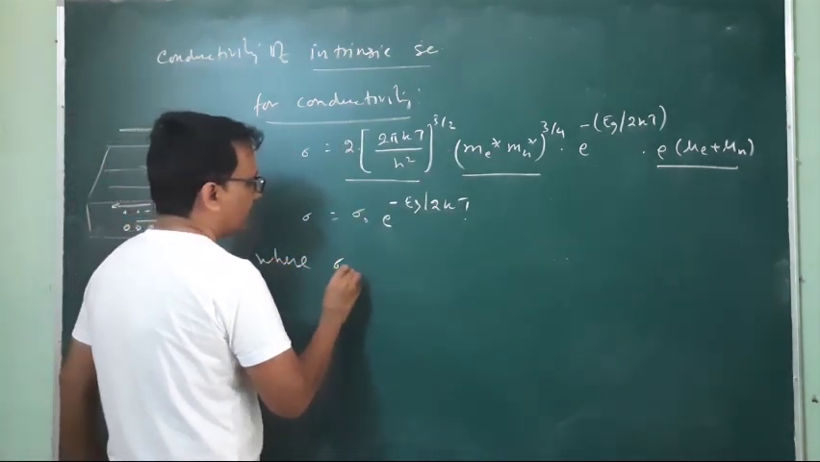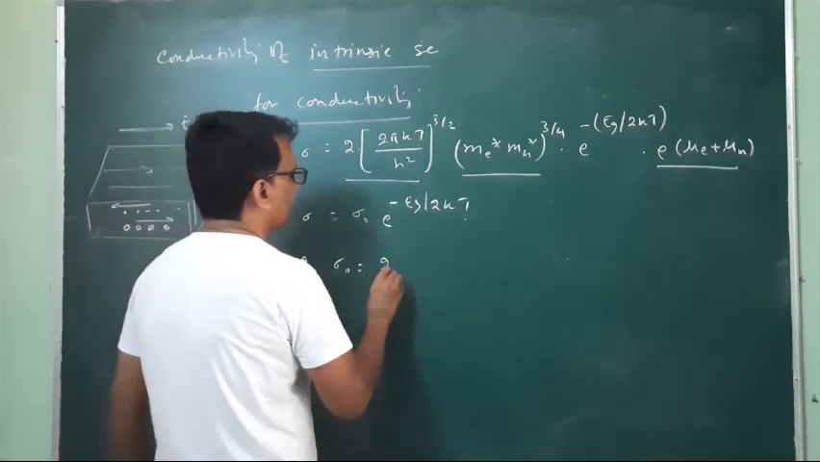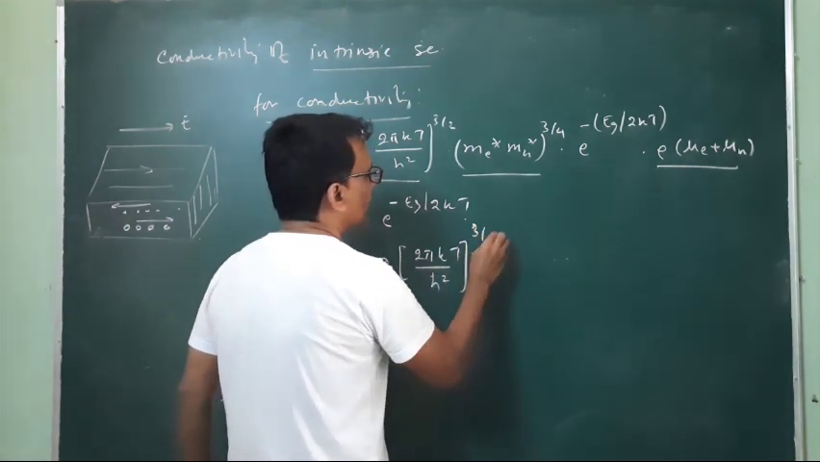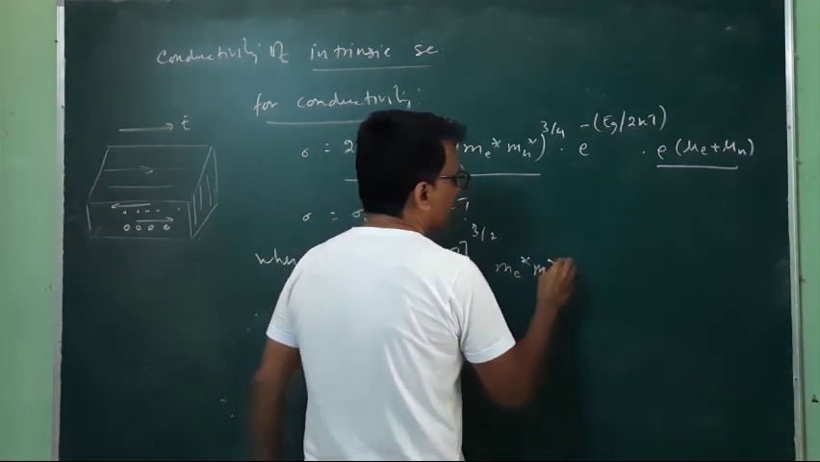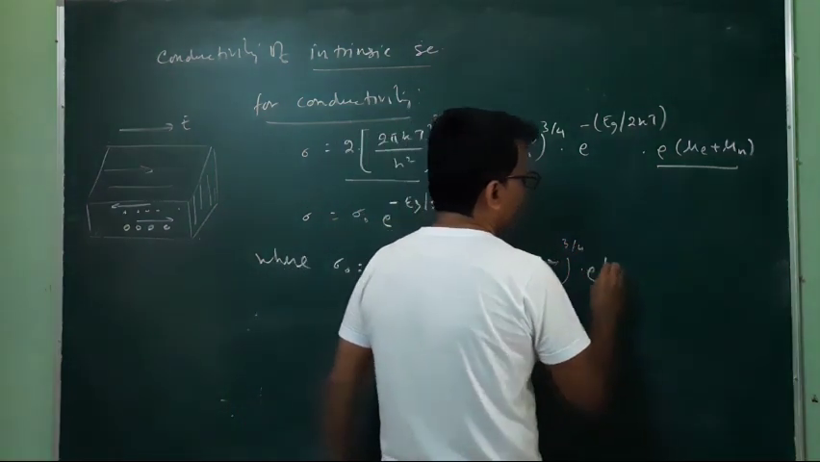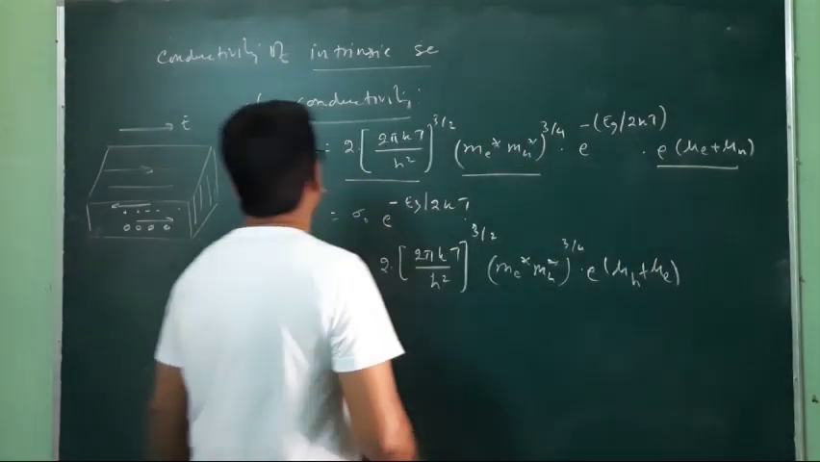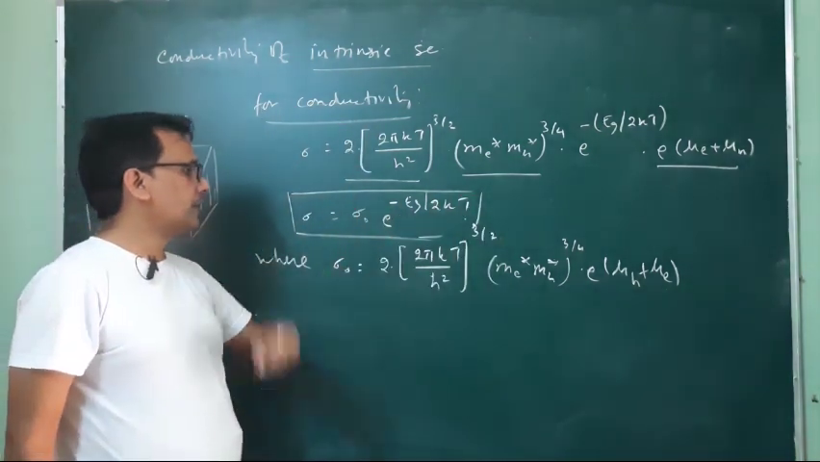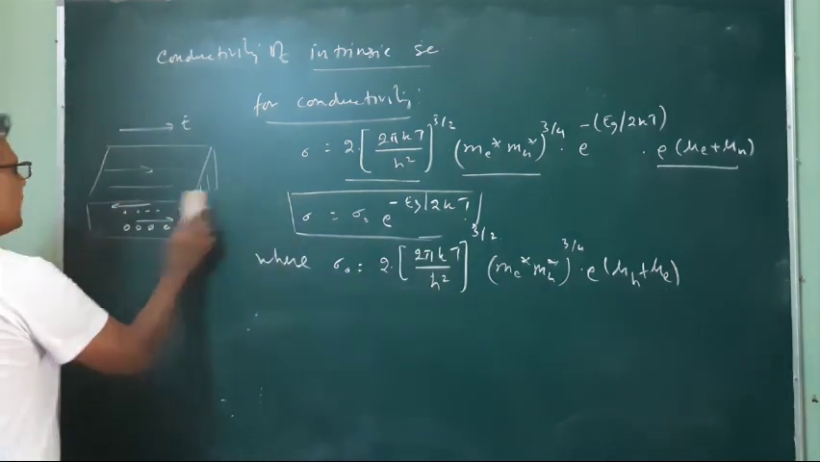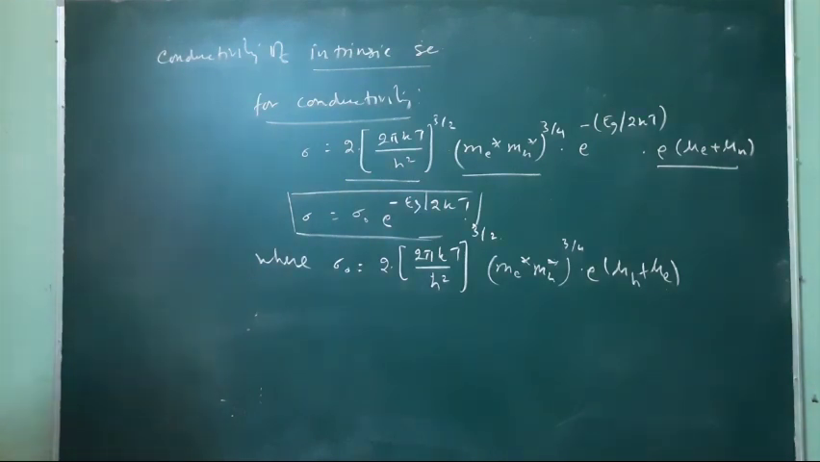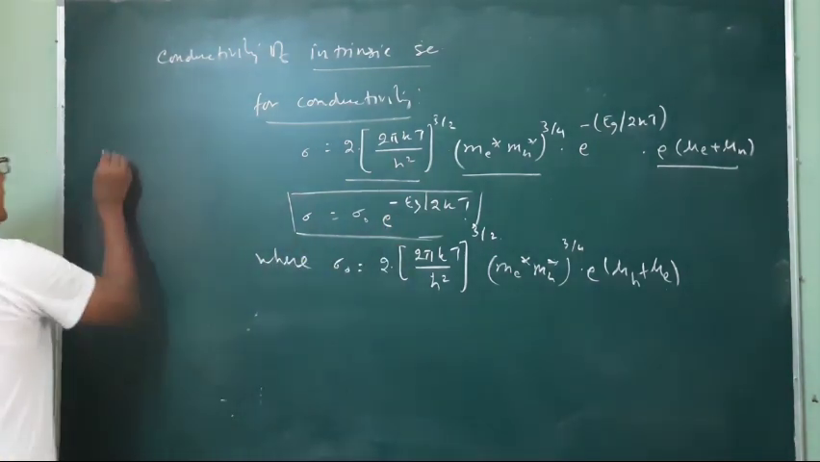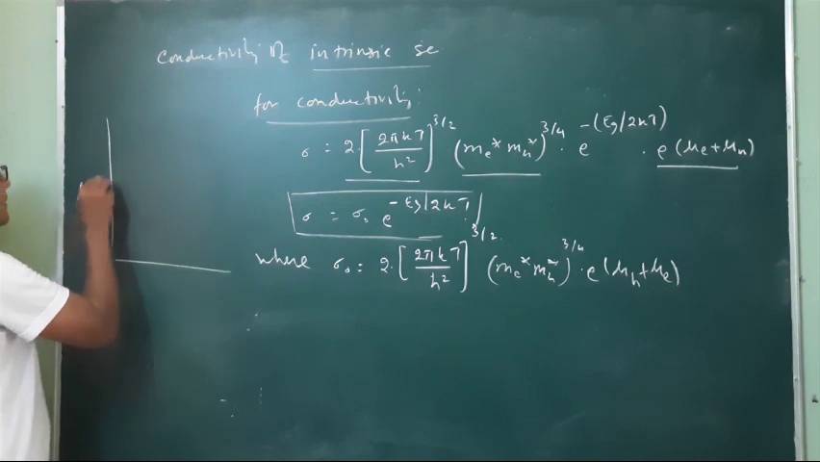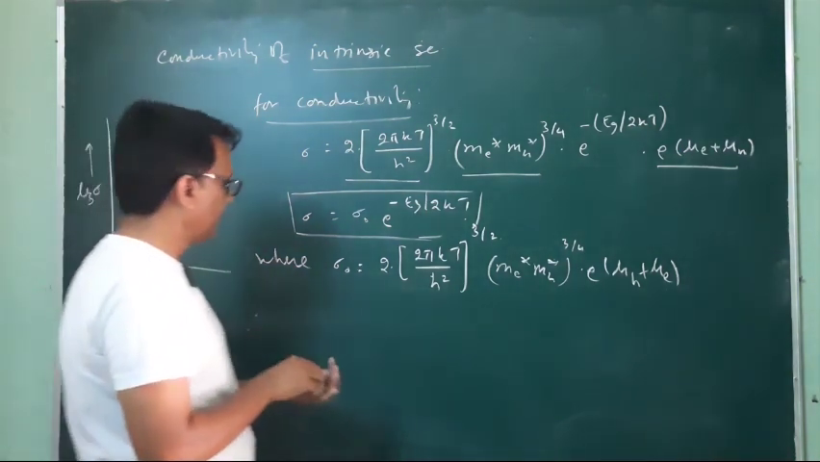Where sigma naught is a constant, which is also a function of temperature, and equals 2 times (2 pi kT by h square) to the power 3 by 2, Me star Mh star to the power 3 by 4, and e (mu_h plus mu_e). So this is the final expression for conductivity, which depends on the forbidden energy gap Eg at a particular temperature. So if we want to calculate this Eg, then we can get a plot between log of conductivity and 1 upon T, because we can take the logarithm of this.